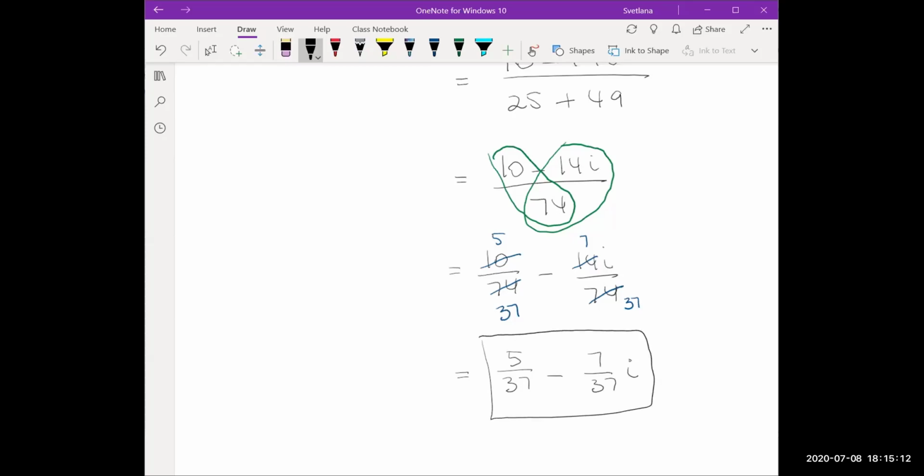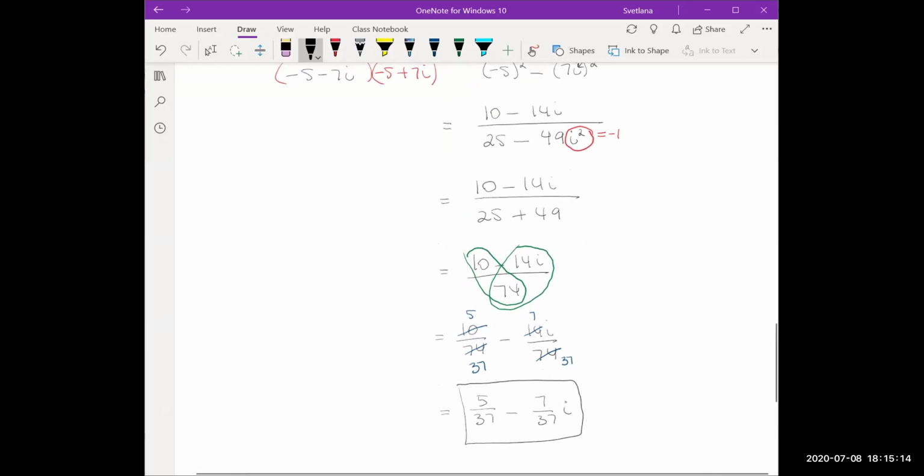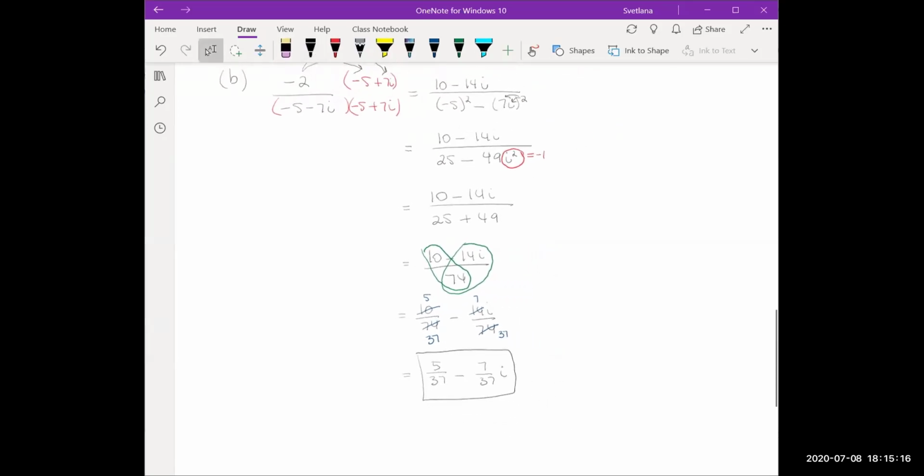So we started with a real number, negative 2, divided by a complex number. The result is another complex number, but usually the results are not very intuitive, so we don't see what we're going to get at the end when we perform division of complex numbers. You just have to carry out all the steps to find out what the result is.